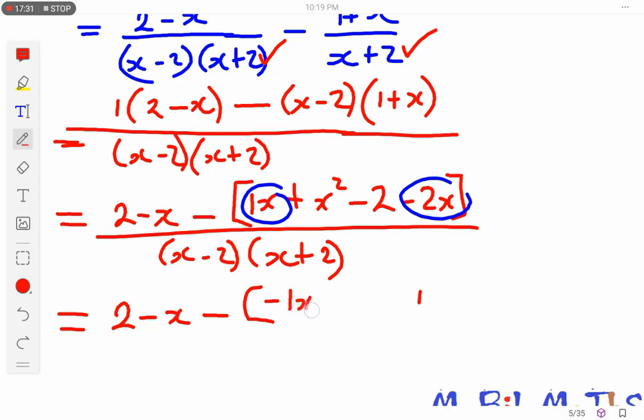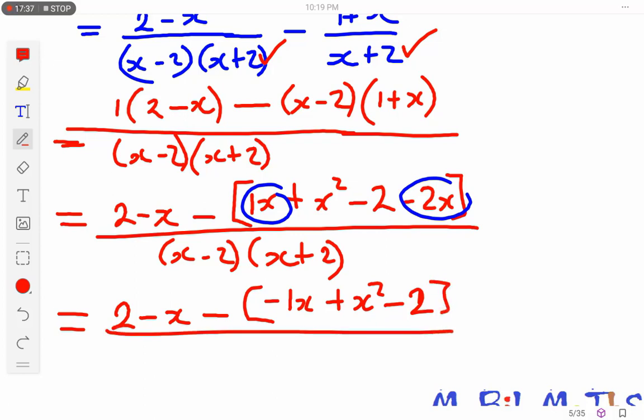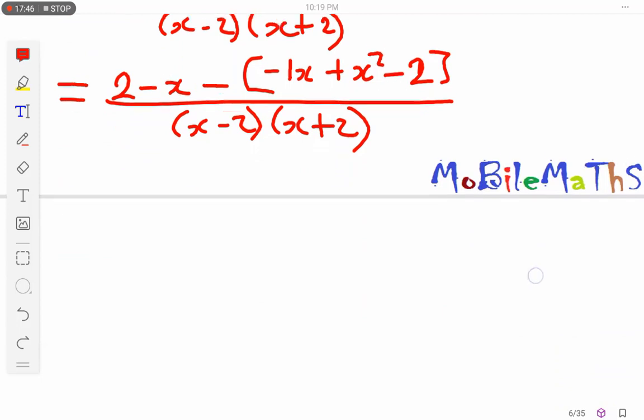Then plus x squared and a minus 2 like that. So this is what we have at the top. And then we have x minus 2 and x plus 2 like that. Okay, let's simplify. So I will remove the brackets now.